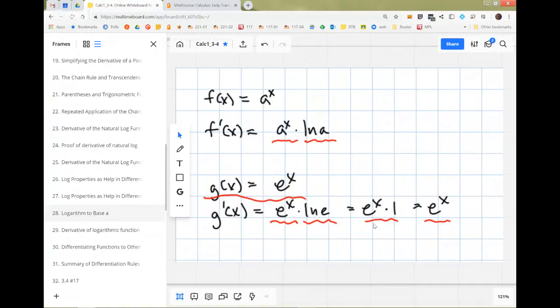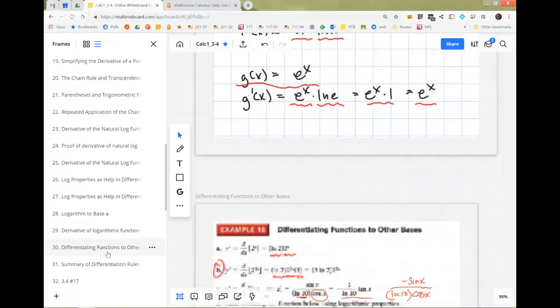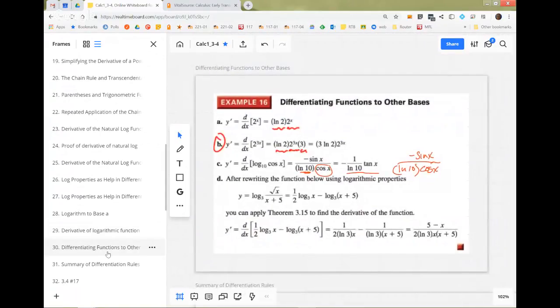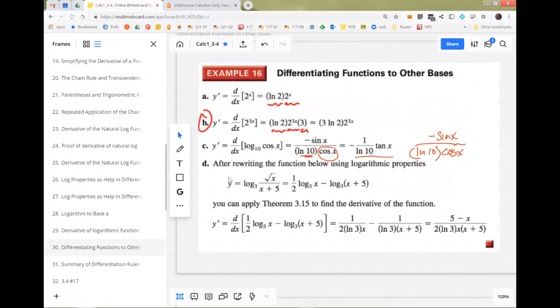All right. So here's another natural log. We have some different bases here. So here we go again. What's the derivative of 2 to the x? Itself times the natural log of its base. So 2 to the x times the natural log of 2.